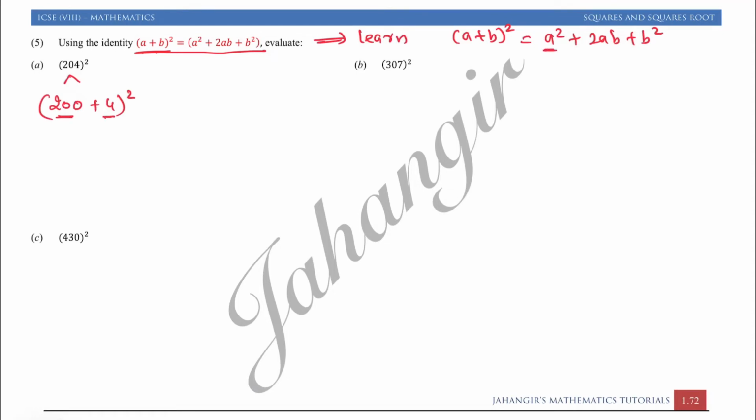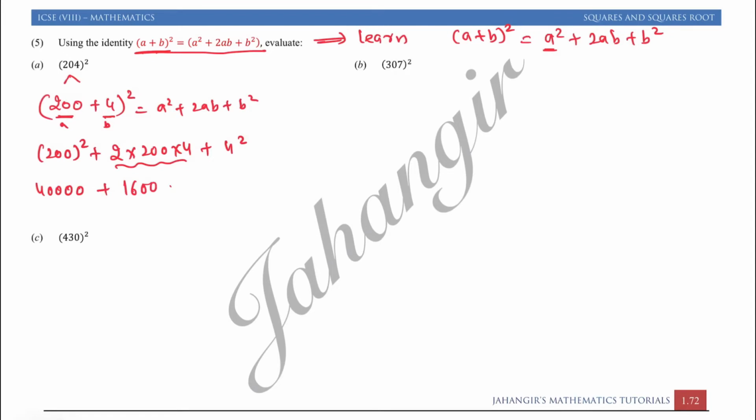So first what I have to write, a square. So that is 200 square plus 2 multiplied by a, b. I'll just write the identity for you: 2ab, 2 into 200 into 4, plus 4 square. So 200 square is 40000. Multiply this. 4 2s are 8, 8 200s are 1600, plus 4. Adding all of them you will get 41604. Just add and check.